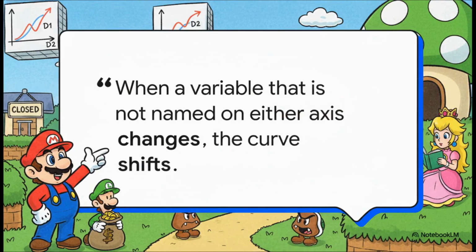To tie that up, this quote from our sources absolutely hits the nail on the head. When a variable that is not named on either axis changes, the curve shifts. Because price is on the vertical axis and quantity is on the horizontal, if something other than price changes, let's say a local public library closes so everyone has to go out and buy more books, the entire demand curve has to physically shift to a new position.